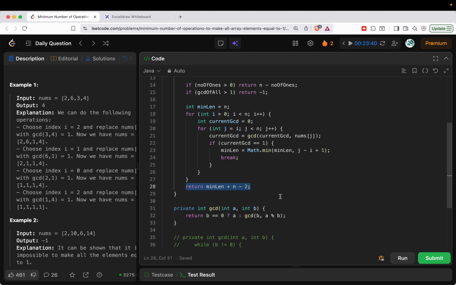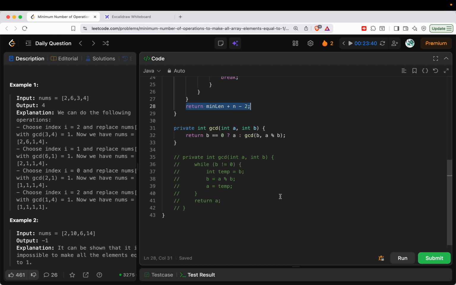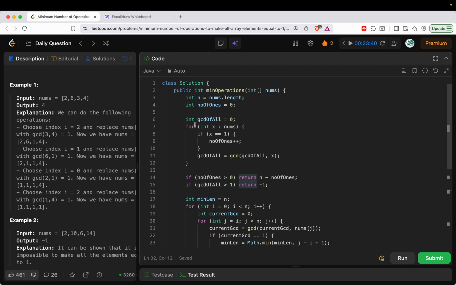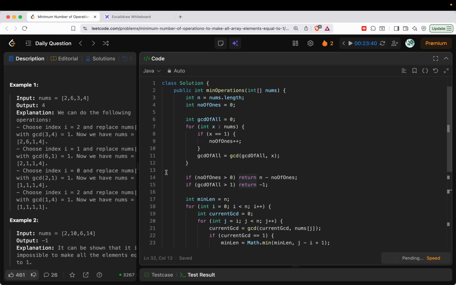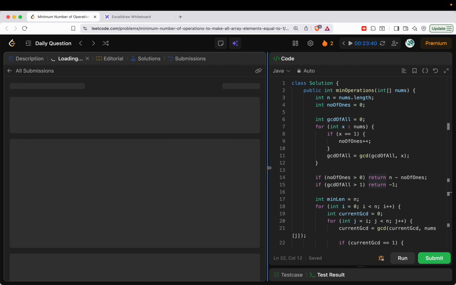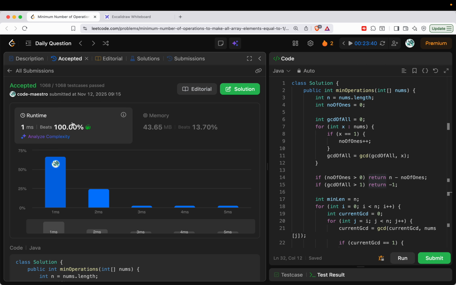I hope you are aware of how to calculate the GCD. If not, you can Google it. It's pretty simple. This is the recursive way, and this is the iterative way of finding GCD. Let me submit this problem. This should work. Yeah, it has satisfied all the test cases and it has beaten 100% of the solutions.